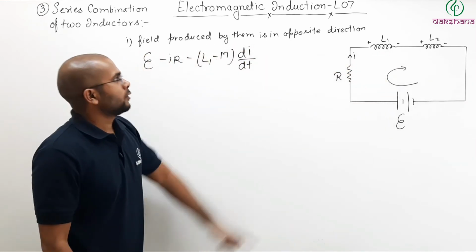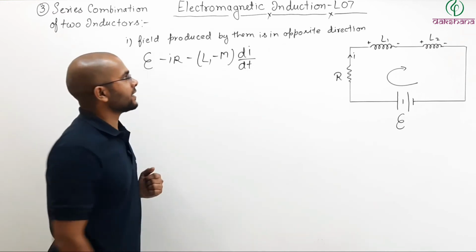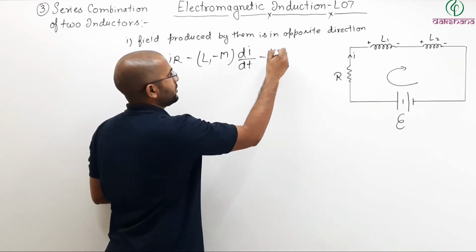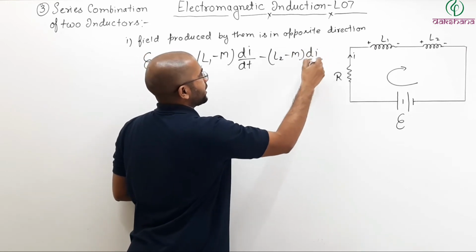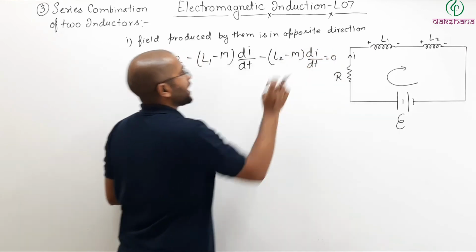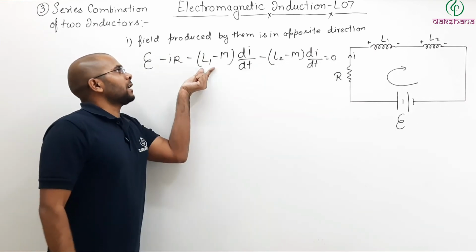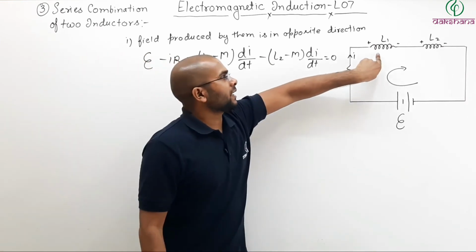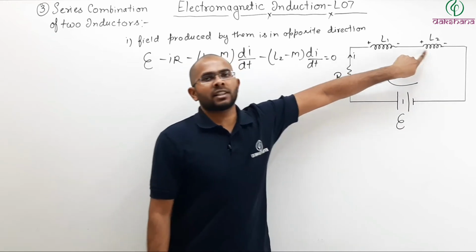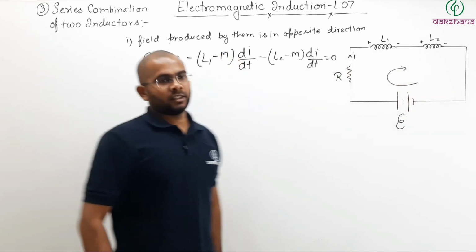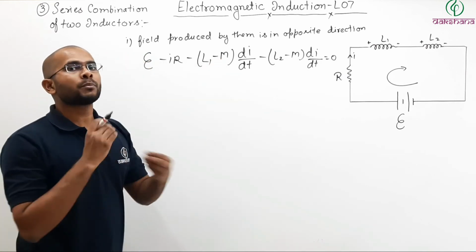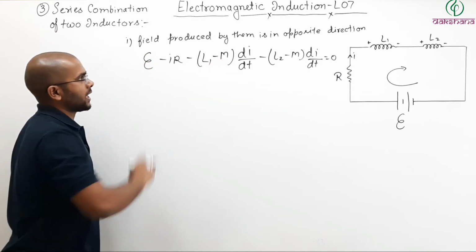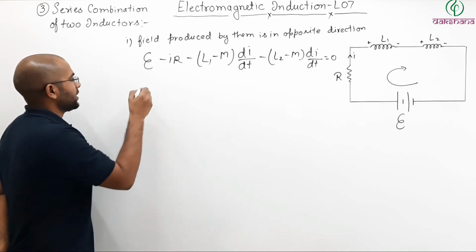In the same way, what would be EMF produced across the second inductor? Minus of L2 minus M, di by dt, equals 0. Why am I writing L2 minus M and L1 minus M? Because magnetic field produced by these two inductors are opposing each other. That is why L1 minus M, L2 minus M, where M is your mutual inductance. So like this. Now let us simplify this.